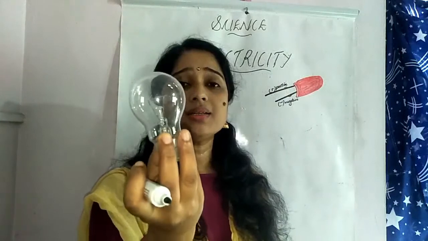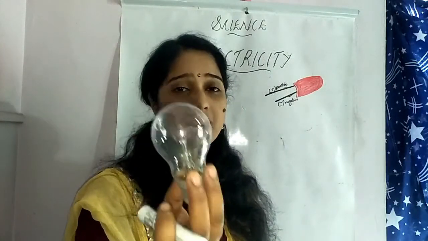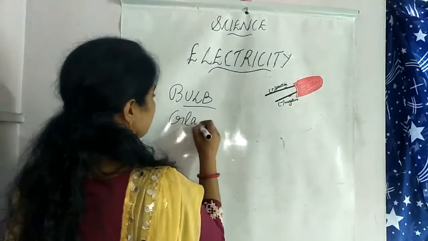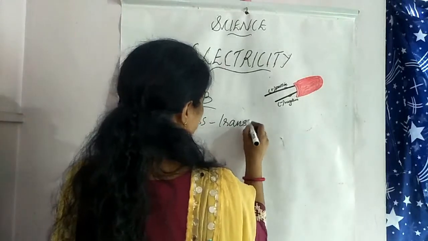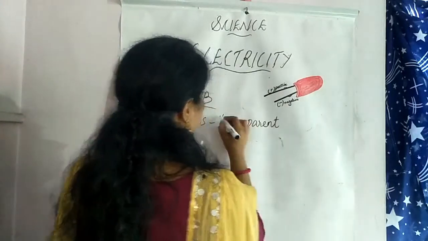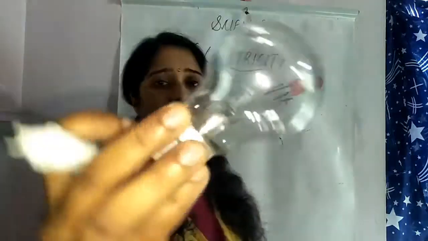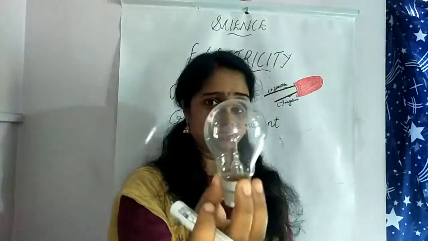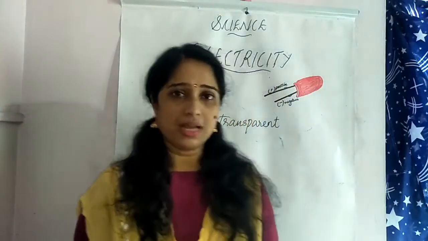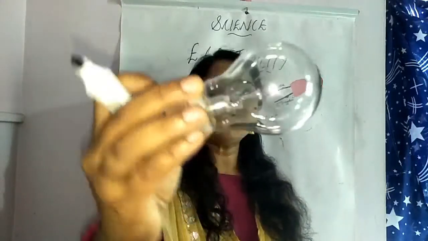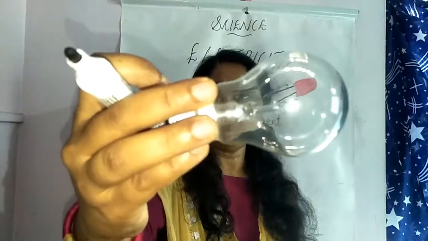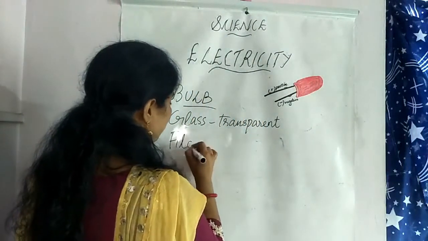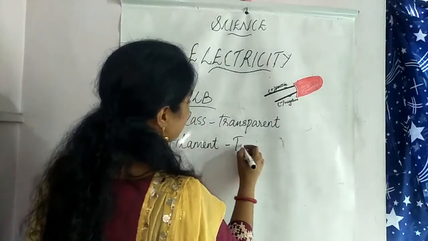Its glass is made up of what? Glass, and it is a transparent object. So this bulb is made up of glass, and glass is actually a transparent object. Clear? Yes, you can see very clearly. You can see the parts inside the bulb also, as the bulb is transparent. Inside the bulb, I hope you can see that a filament is there. Can you see it? Yes. Inside the bulb we can see the filament, and this filament is made up of a metal known as tungsten.